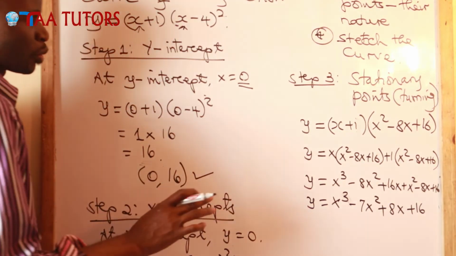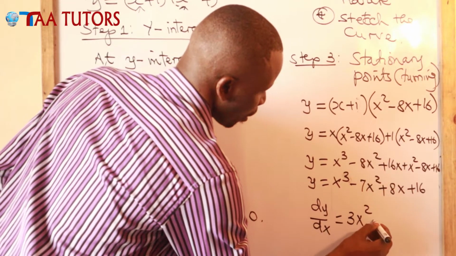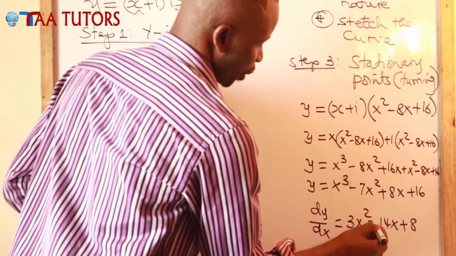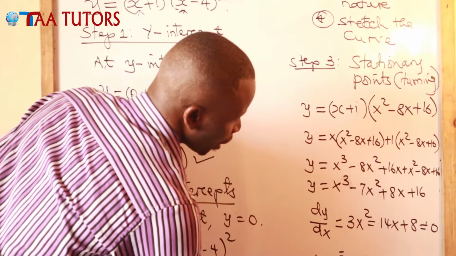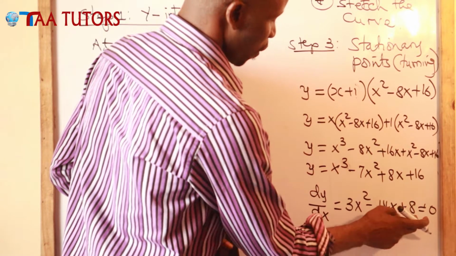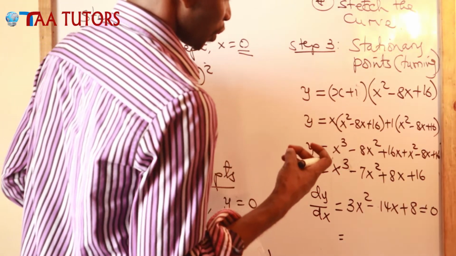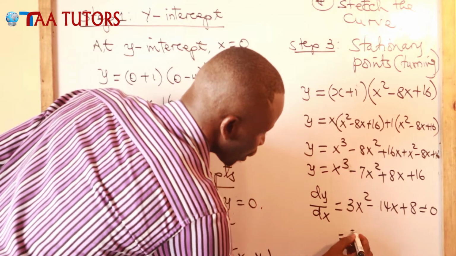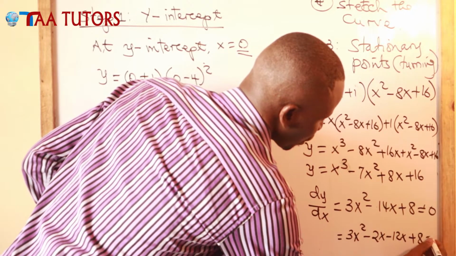So if we have this one, for us to get the turning point, we need to get dy/dx. So dy/dx of this function here is 3x squared minus 14x plus 8. We know that at a turning point or at a stationary point, the gradient is 0. So dy/dx will be 0 in this particular case. So what we are going to do here is, let's look for the numbers that if you multiply, we get a product of 24, and if we add, we get a sum of negative 14. I will try negative 12, negative 2. Negative 2 times negative 12, you get positive 24, and negative 2 minus 12, you get negative 14. So we get 3x squared minus 2x minus 12x plus 8 equals 0.